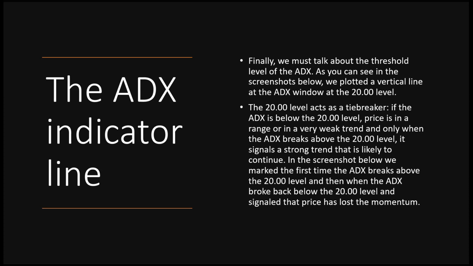Finally, we must talk about the threshold level of ADX. As you'll see when we look at the screenshot in a second, we've plotted a horizontal line in the ADX window at the 20 level. The 20 level acts as a tiebreaker. If the ADX is below the 20 level, price is in a range, or in a very weak trend, and only when the ADX breaks above the 20 level does it signal a strong trend that is likely to continue.